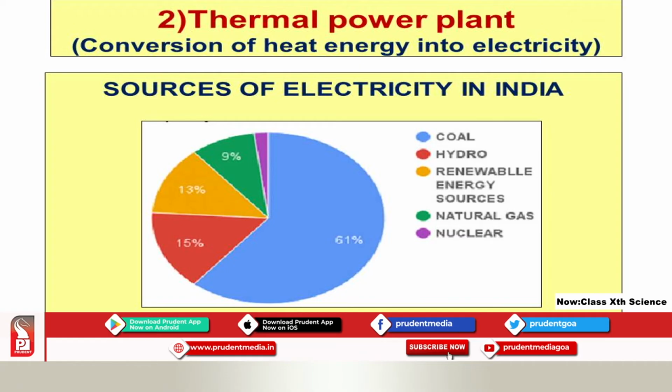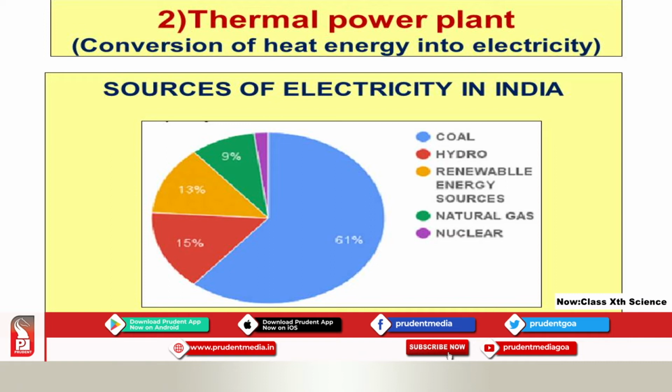So, let me show you one picture which tells us the sources of electricity in India. If you look very carefully at this picture, you will find that around 61% of the electricity in India is generated from the source coal. The major amount of electricity is generated from coal.